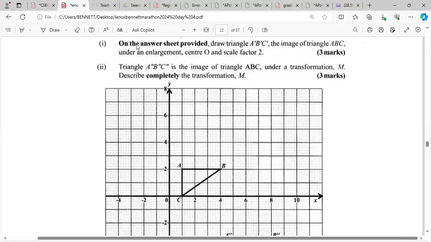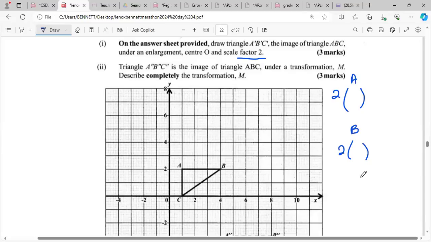Now to enlarge it, we just focus on the scale factor. So what we're actually going to do is multiply each coordinate by the scale factor. They gave us a scale factor of 2, so we're just going to multiply each point by 2, and then we plot that. Let me see if we can set it up so we can do that.